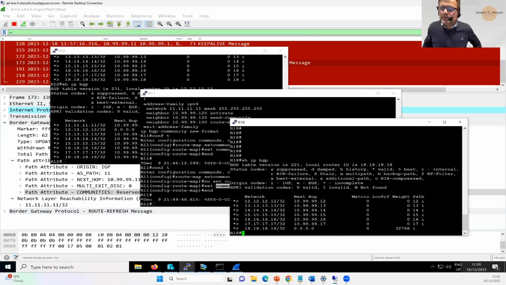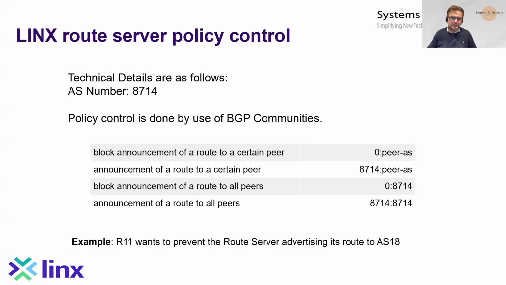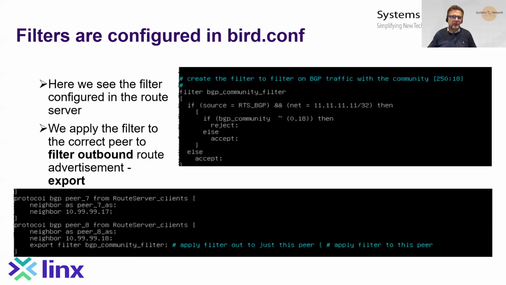So this allows users to have control over where these routes are going, who they're being sent to, and these communities can be used then to implement filtering so that you only pass on the routes to who you want to pass the routes on to. So I'll just show you very, very quickly, just as we come up to the hour.